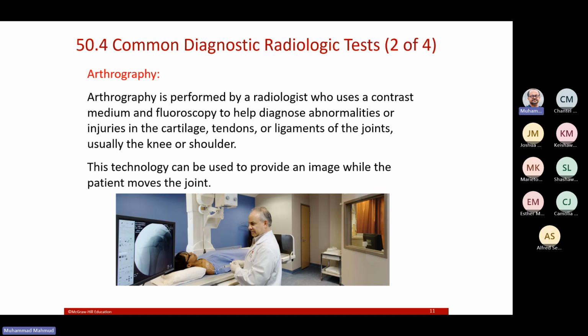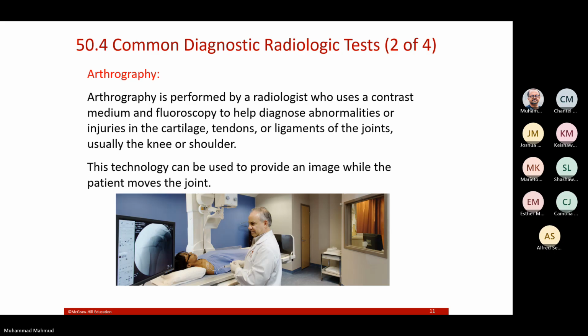Like you see here, this radiologist is introducing this medium in the right shoulder joint and can see this picture. This moving joint can be seen because the machine is taking pictures, and that can be very good to find out what is the diagnosis.